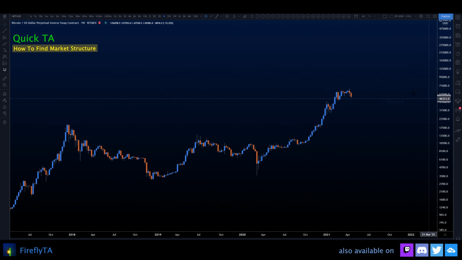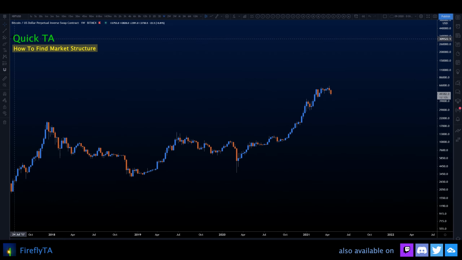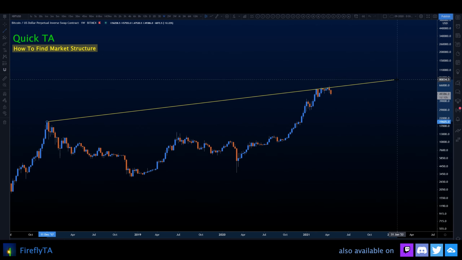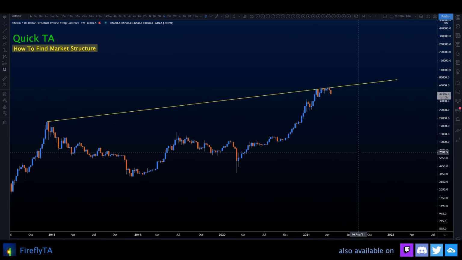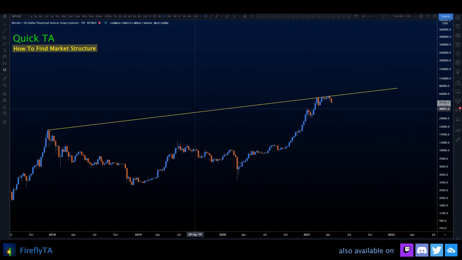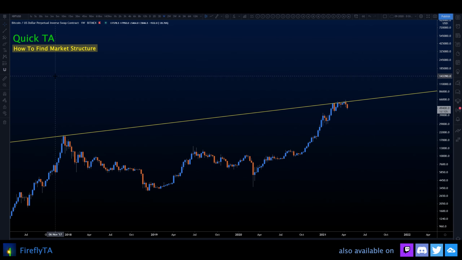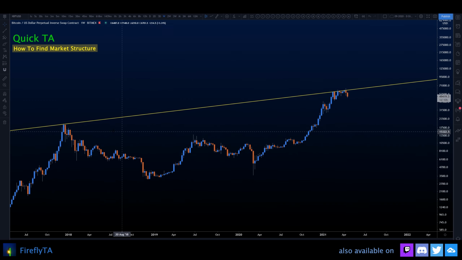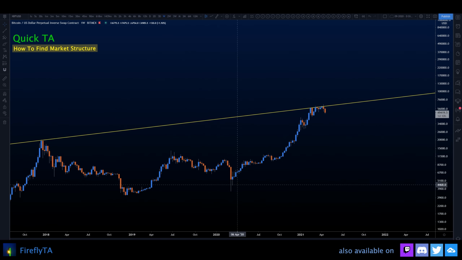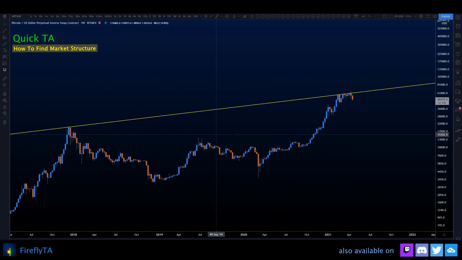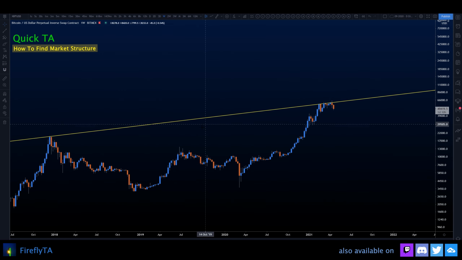So let's do something more visual. If you look at this chart, I'm going to draw a trend line now, like this. This is our trend line. This trend line, I'm going to extend it to both sides. As you can see, this trend line gives us some kind of structure. There is now a difference between this area and this area. This area down here, we can expect to be different to the area up here.